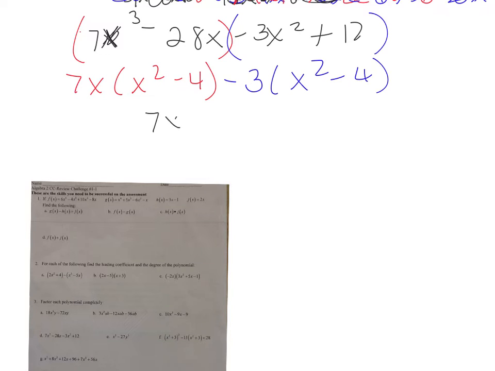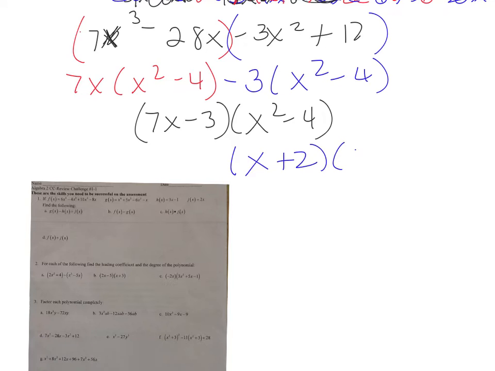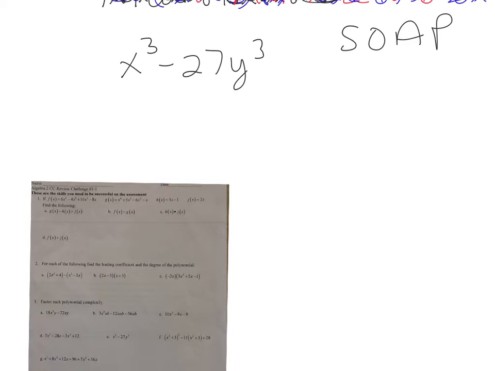So my factors are 7x minus 3, x squared minus 4, and then I have an x squared minus 4, and that can factor. It's the difference of 2 perfect squares, x plus 2, x minus 2, and then don't forget to bring down the 7x minus 3. All right, let's take a look at E. Okay, so E is x to the third minus 27y to the third.